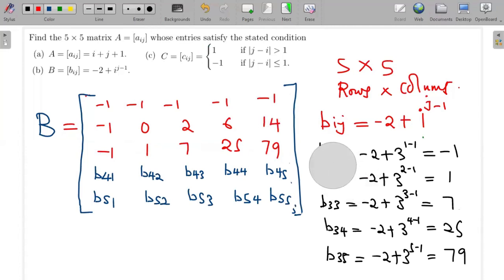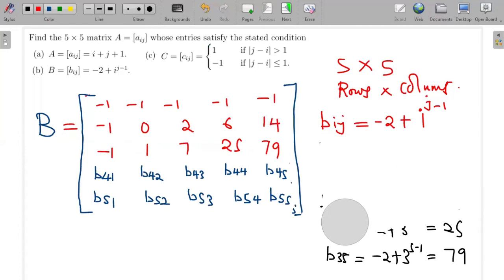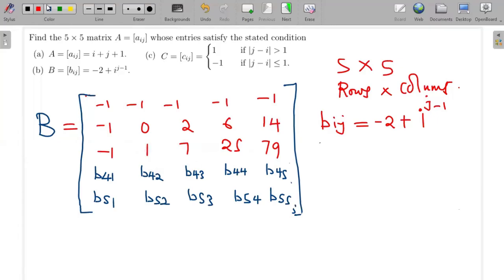Here there's no pattern that we can see, meaning we have to find all of them. So let's find the ones for the fourth row. So B41 is equal to minus 2 plus, the i is now 4, and then 1 minus 1.